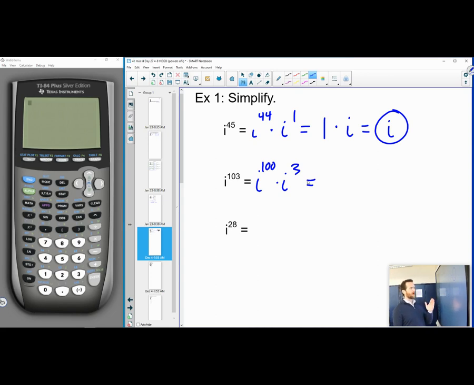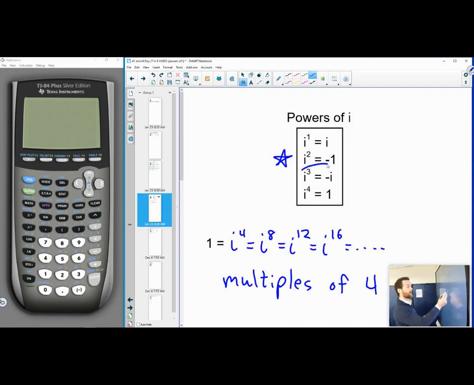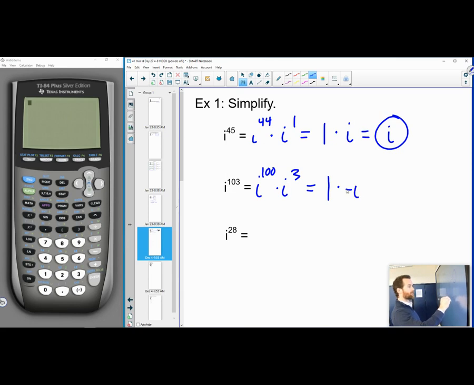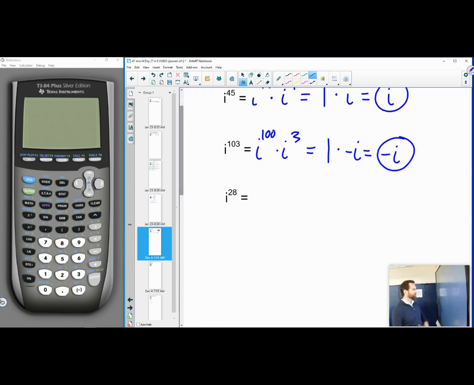Well, i to the power of 100, that's going to be i to a multiple of 4, so that's 1. Times i to the third, that's one of the ones we need to know. If you need to look back at your chart, look back at your chart, but i to the third is negative i. So it's going to be 1 times negative i, which is just negative i. And we're finished.